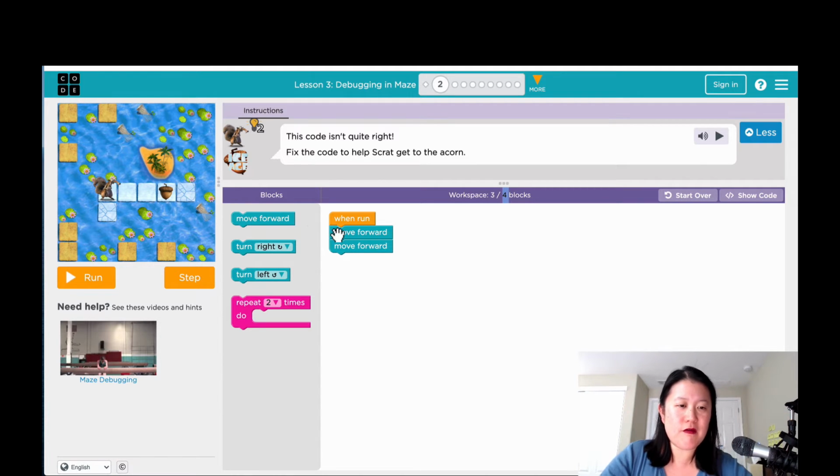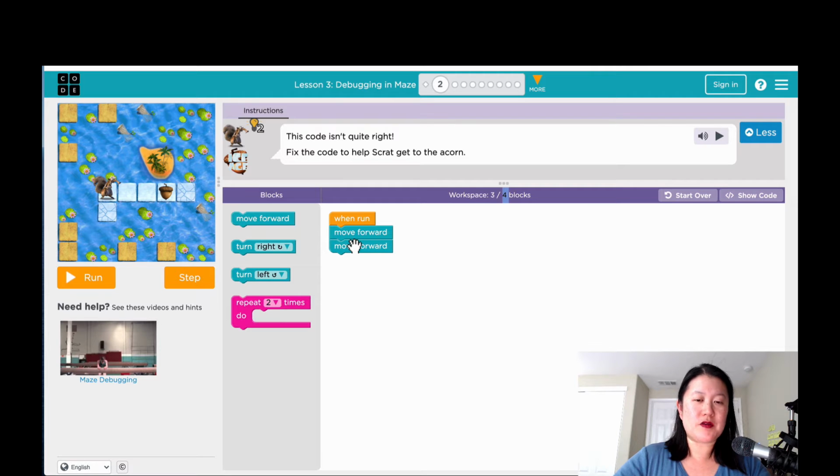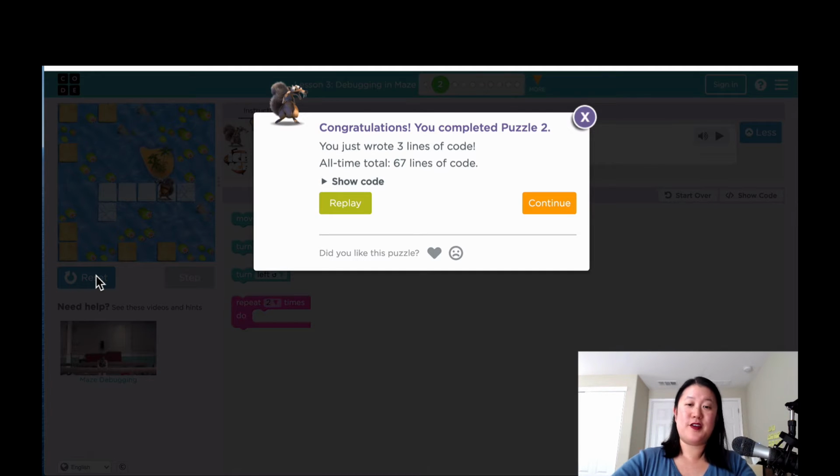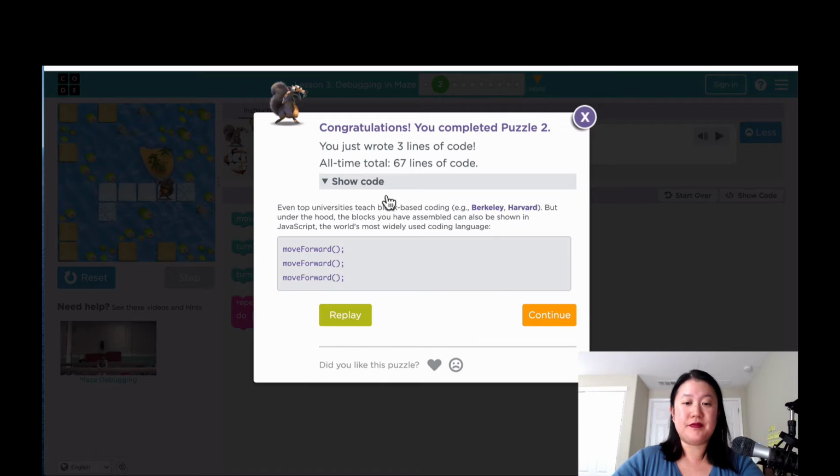So we already have 2 move forward blocks right here, right? But how many does it take to get to the acorn? 1, 2, 3. So to debug, we need to actually add a block. So it doesn't mean that it's just blocks that don't belong. It can be blocks that we need. Holes to fill. Let's run it. Yes. And don't forget, show that code. Okay? All right. Continue to the next one.